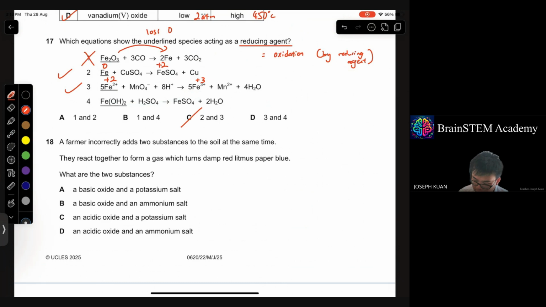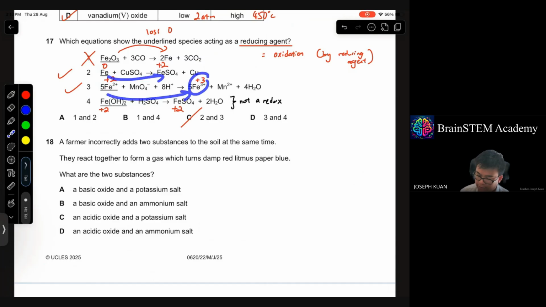Whereas for question 4, iron is +2 here, and here this is still +2. So this is not a redox reaction. So the answer is 2 and 3, where we can see the increase in oxidation number of iron.